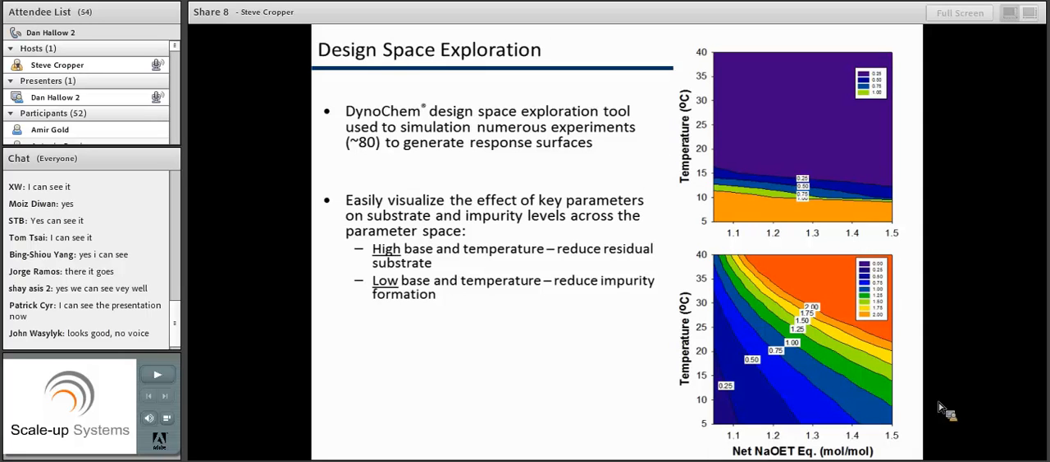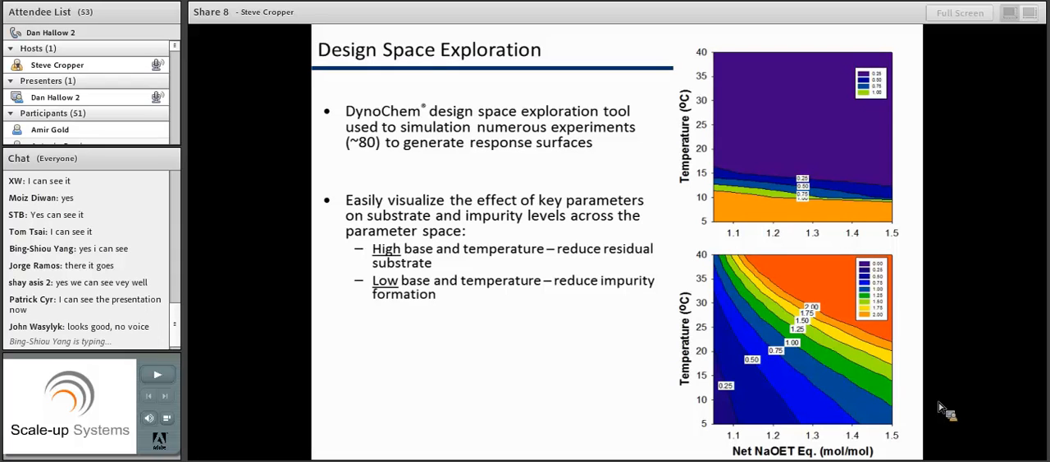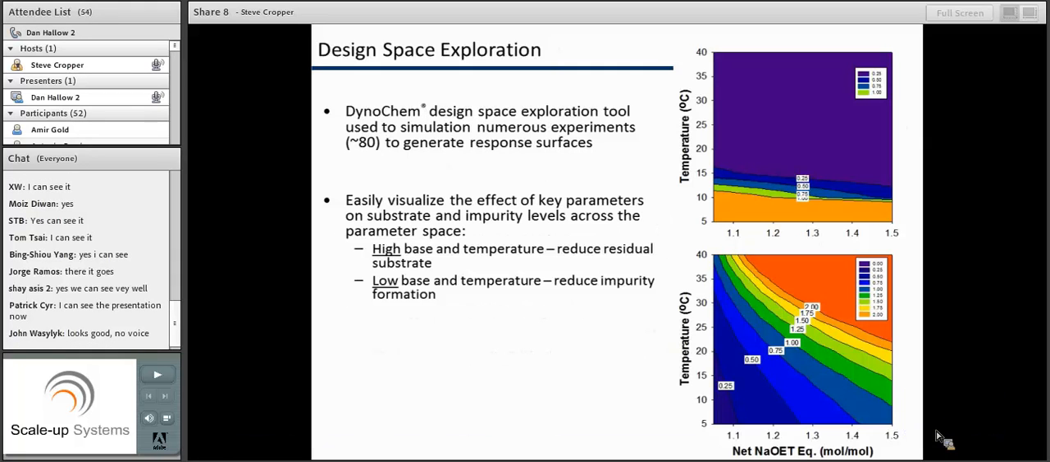Shown here on the x-axis is the net sodium methoxide equivalents, and on the y-axis is the temperature. The top graph is the substrate concentration, and then down below is the impurity formation at a given reaction age. The important thing to realize is that at high base and high temperature, we can reduce the residual substrate, and at low base and low temperature, we reduce the impurity formation.